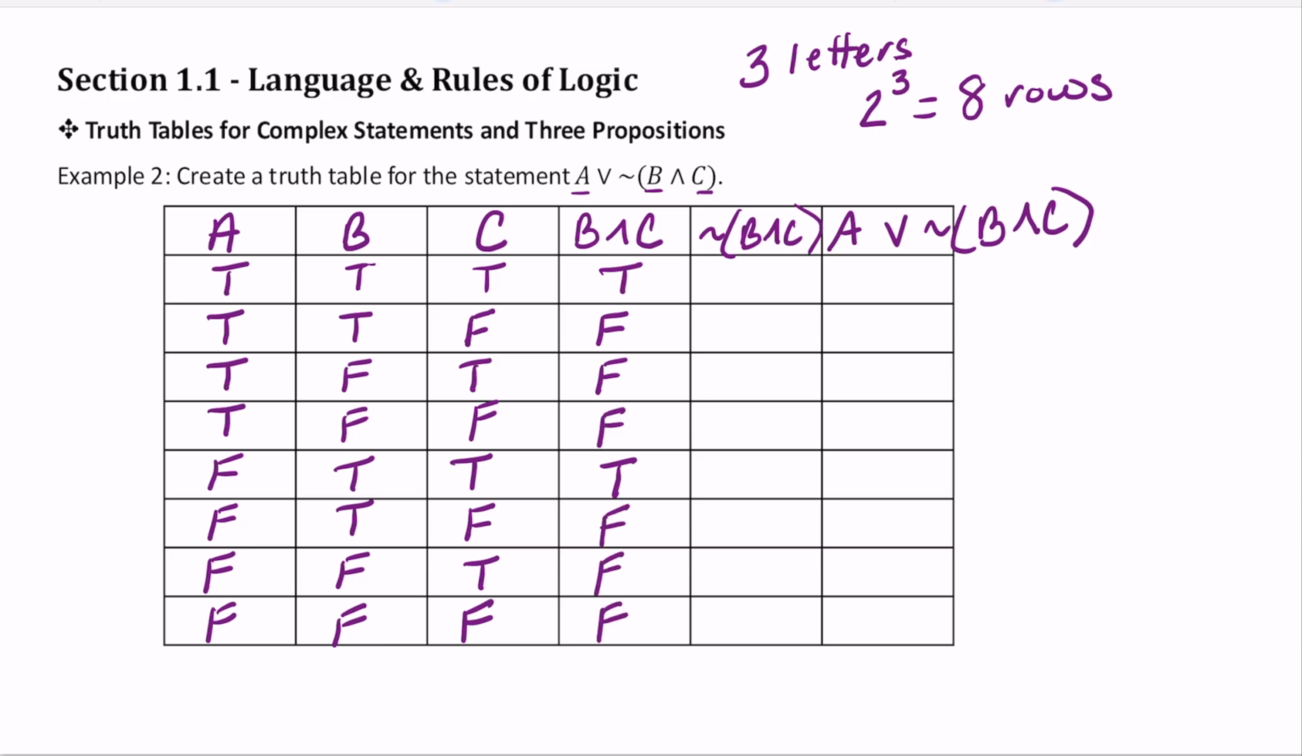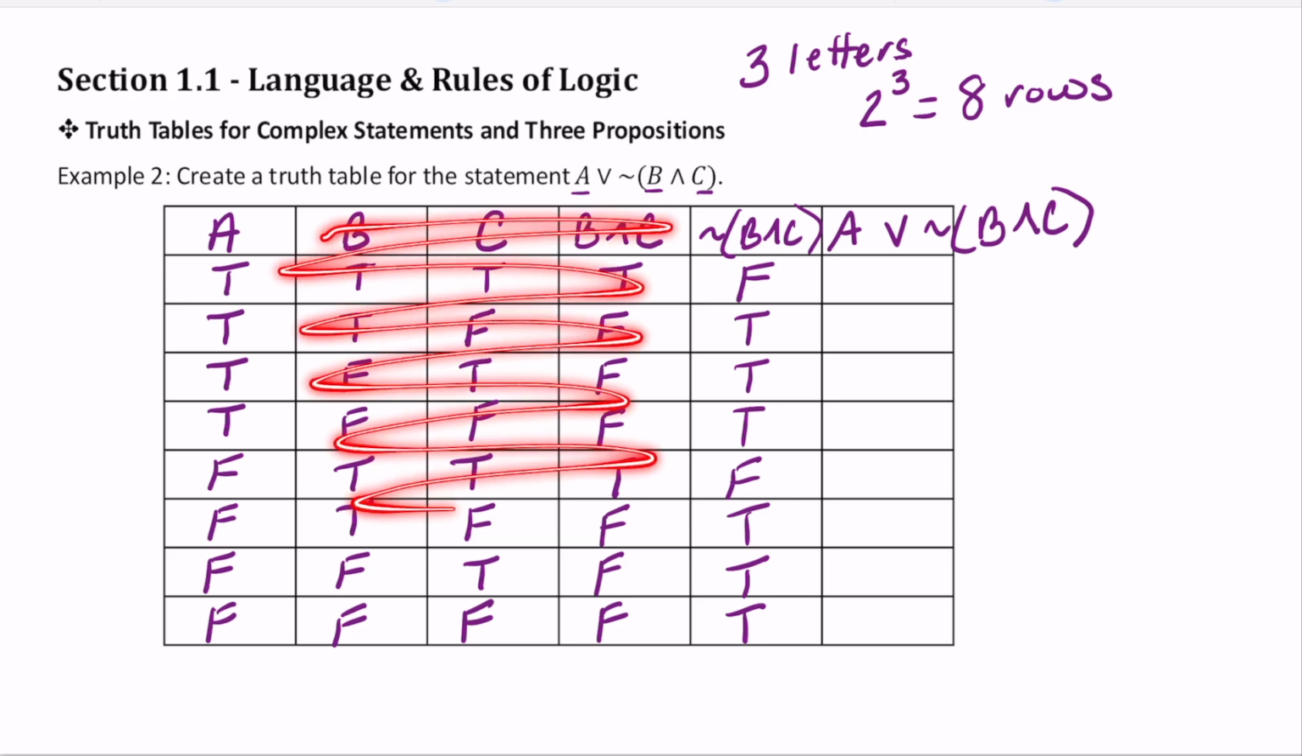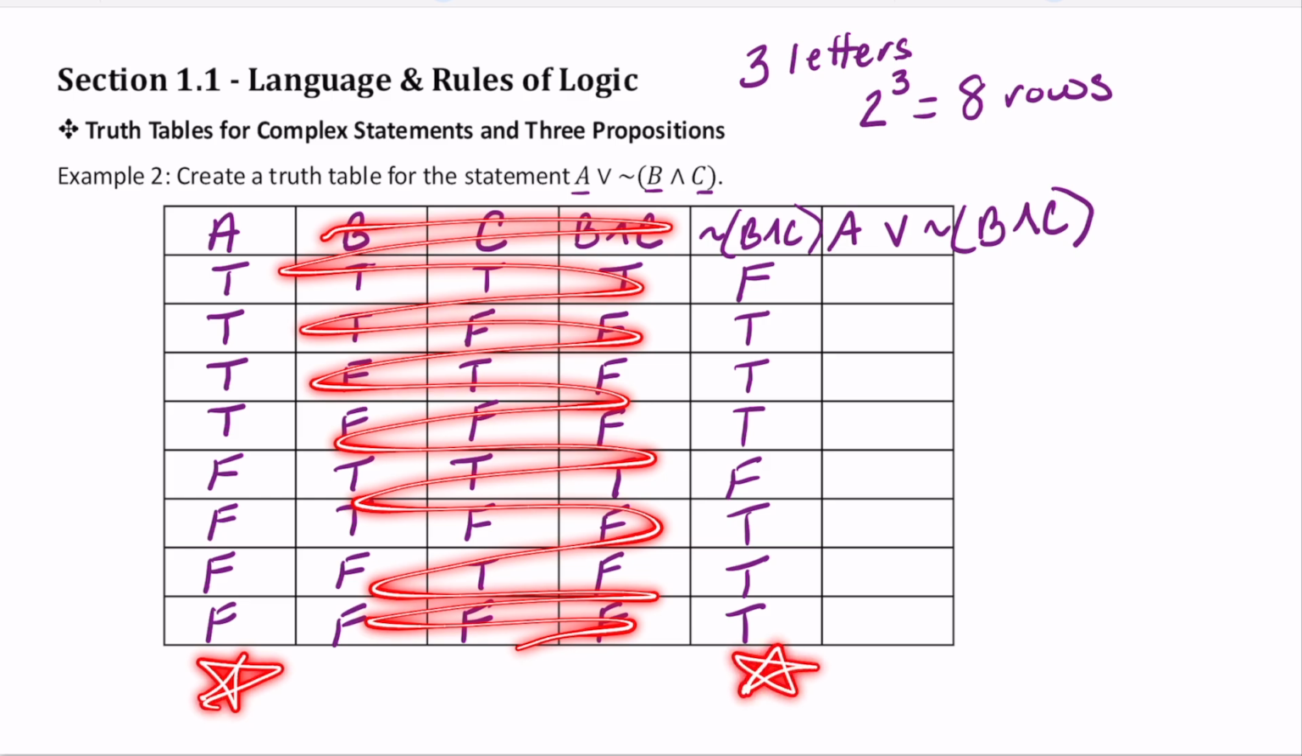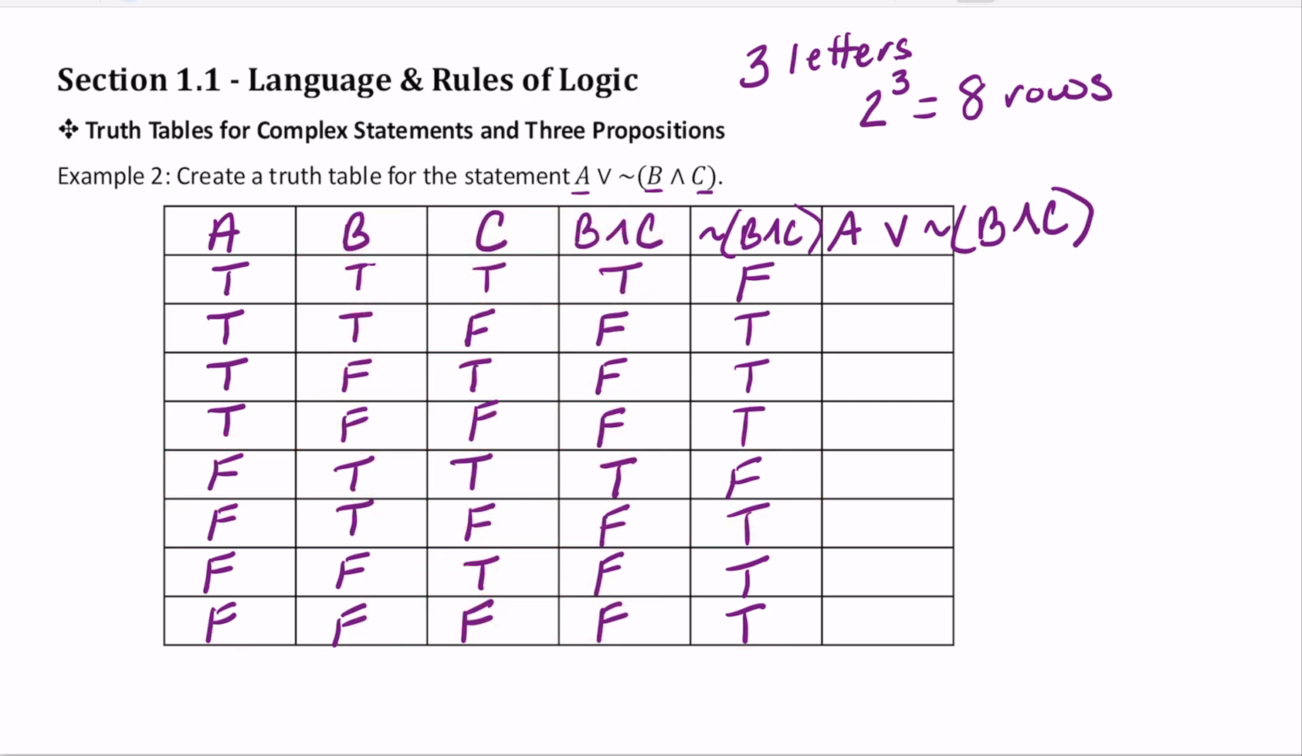Next, we will find the not (B and C). This is just the negation of B and C. So we will write down the opposite of the B and C column. Finally, we can find the truth value of the complete statement. To do this, we will look only at the column for A and the column for not (B and C). Since this is an OR statement, it is only false when both statements are false. So I will mark that and the rest are true.